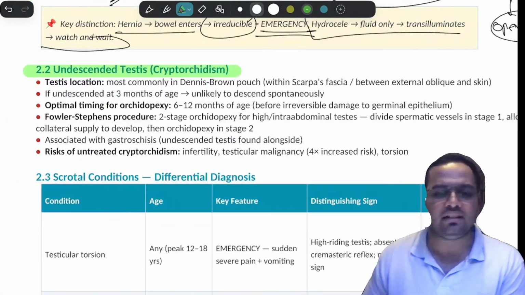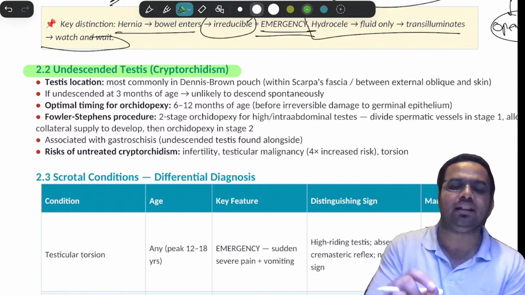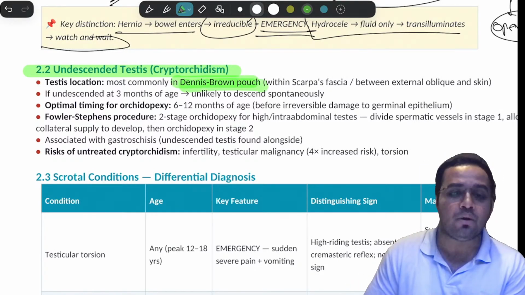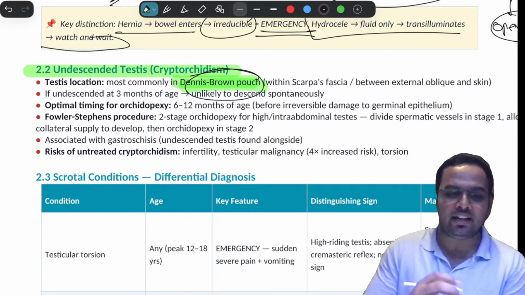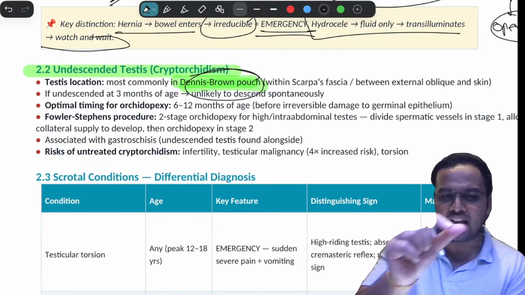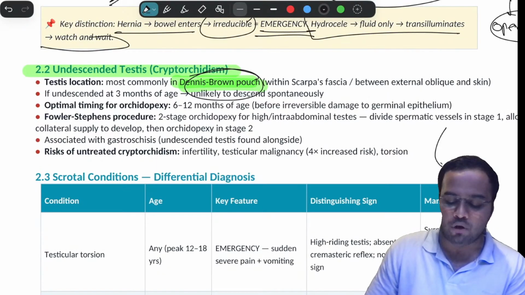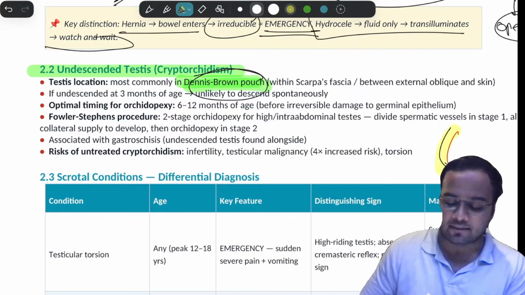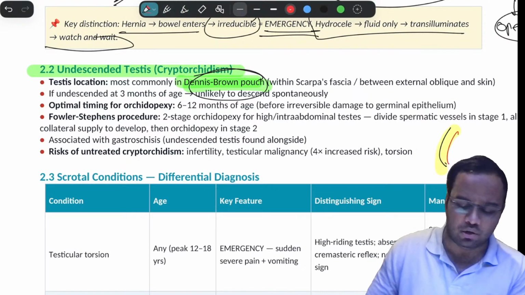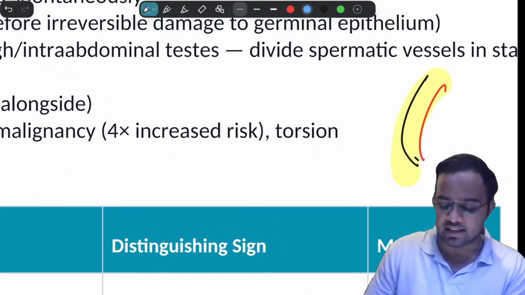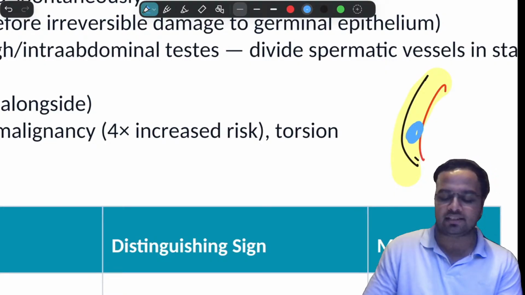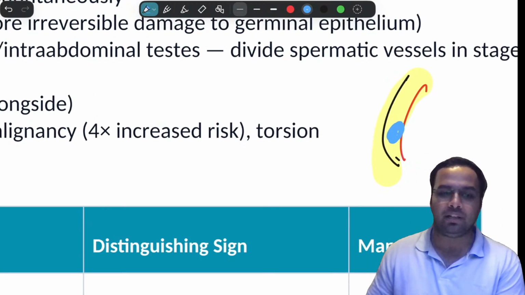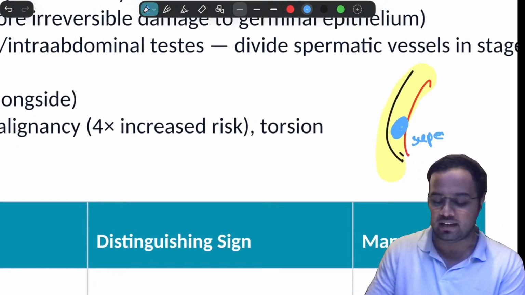Normally, where are the testes located? If they are not descended, the most common location of an undescended testes is going to be the Denis Browne pouch. Sir, where is the Denis Browne pouch? It is going to be between the abdominal fascia and the external oblique muscle. So this is your abdominal wall and this is your internal oblique muscle, and between them is going to be the fat. Most commonly the undescended testes is going to be here, just outside the external oblique aponeurosis, between the abdominal fat and covered by the skin. This is the normal anatomy near the superficial inguinal ring.